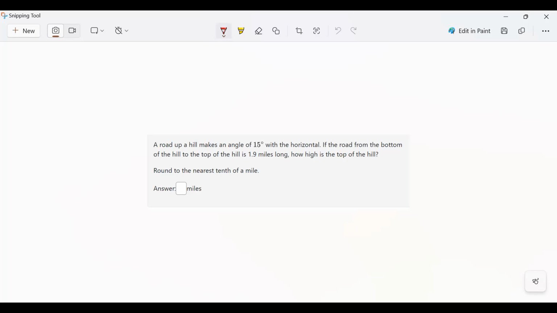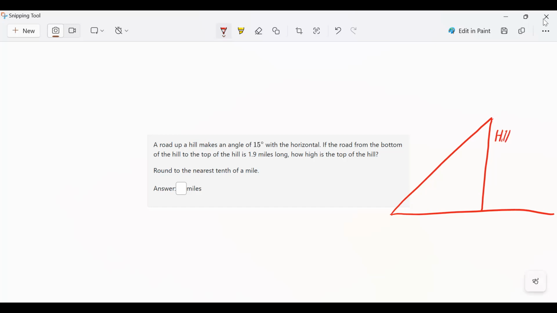All right, let's go over the solution. One more time, draw a similar graph. A road up to the hill. This is a road up to the hill, and this is the hill right here. There's a horizontal line, horizontal ground down below.